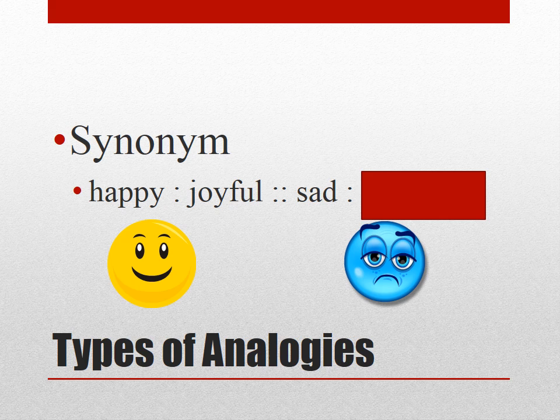Now we have synonyms. Again, synonyms are two words that have the same meaning. So happy is to joyful as sad is to blank. What's another word that has the same meaning as sad? Let's try this. Happy is to joyful as sad is to depressed. So happy and joyful are synonyms, and sad and depressed are synonyms.